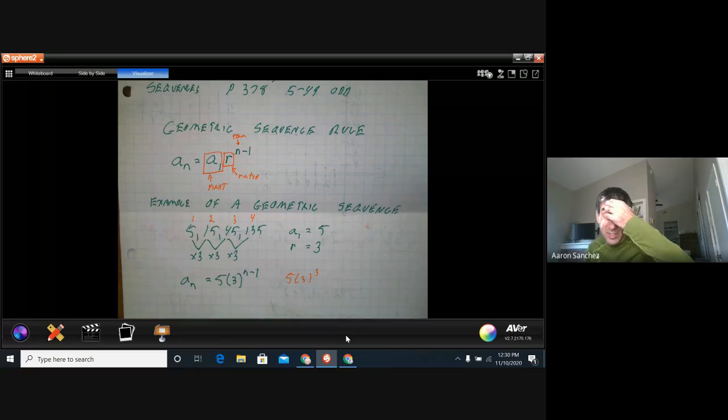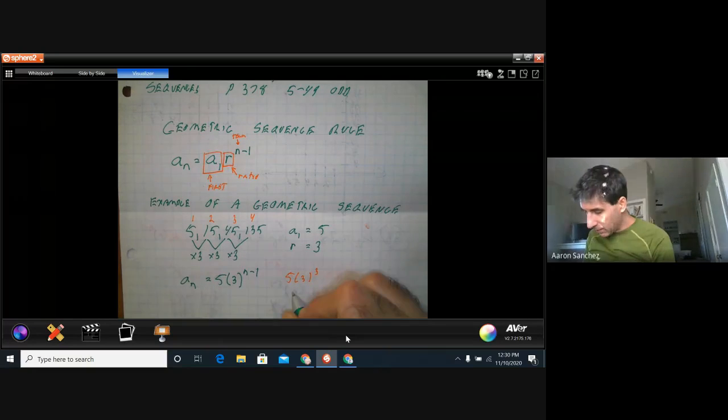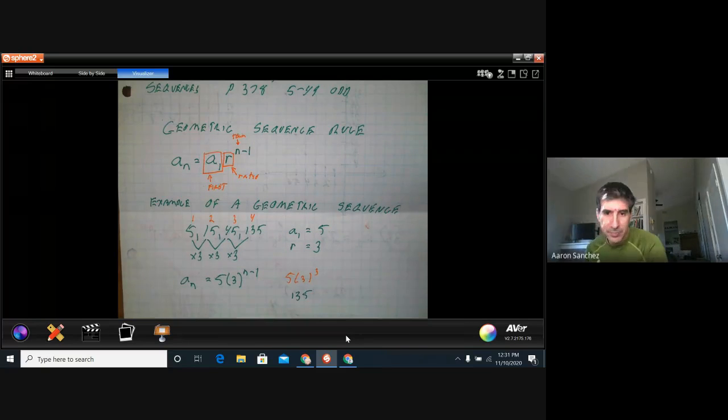That's this lesson in a nutshell. That's the main thing you have to do: the first term and the ratio. For example, if I want to figure out the fourth term, I plug in 4. 4 minus 1 is 3. 3 to the third power is 27, times 5, and you get 135. Plug in 4, you get 135. So that's it in a nutshell. Are there any questions before we move on?